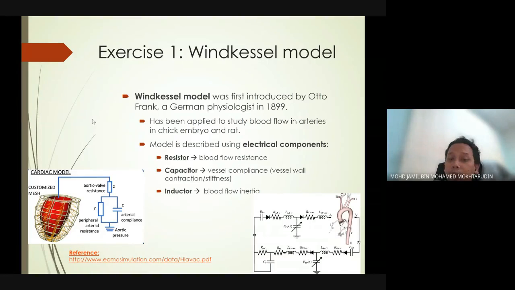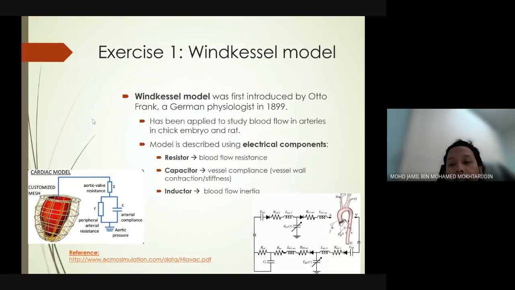Okay, so Windkessel model was first introduced by Otto Frank. Otto Frank siapa lah? Tak kenal. So physiologist masa tahun 1899. So tujuan, the purpose of Windkessel model is to study blood flow or fluid flow, okay, in the arteries.